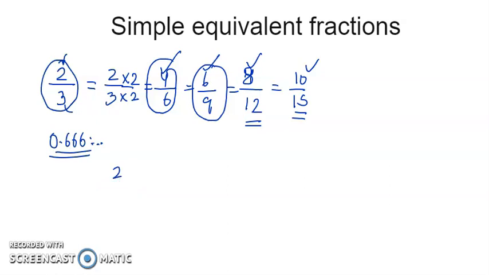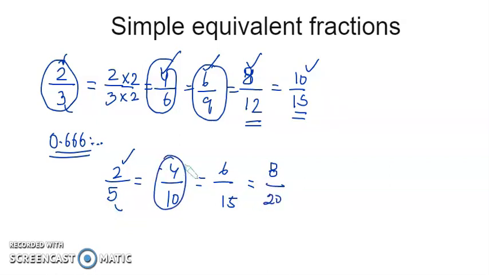Suppose you have to find the equivalent fraction of 2 by 5. You can multiply starting with any number. Let us start and multiply by 2 both numerator and denominator. So 2 2s are 4, 5 2s are 10. Then multiply by 3. So 2 3s are 6 and 5 3s are 15. Multiply by 4, so 2 4s are 8 and 5 4s are 20. So these are all the equivalent fractions of 2 by 5.